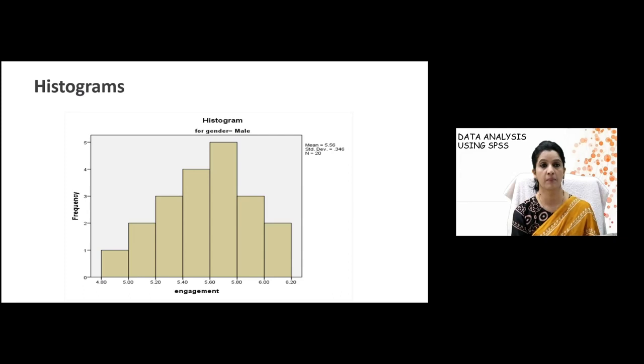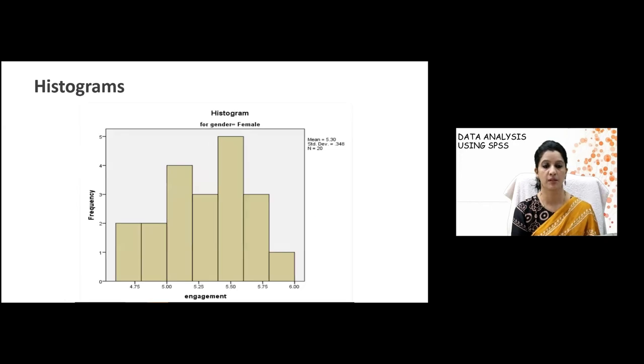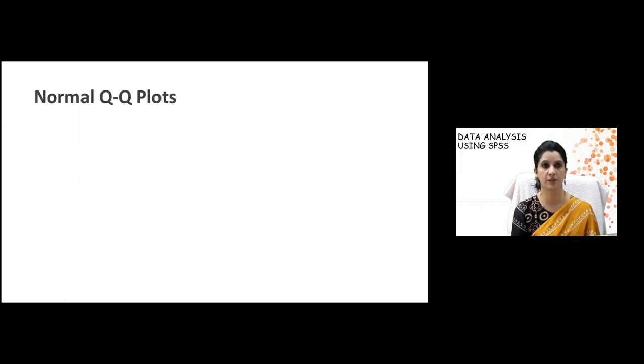Histogram, as we all know, is for continuous data, and you can see there is a histogram for gender male. The mean is 5.5, whereas the standard deviation is 0.346. The sample size is 20. Ideally for 20, we should have done the Shapiro-Wilk test, but just to show you, I'm showing you this histogram. This is again one histogram.